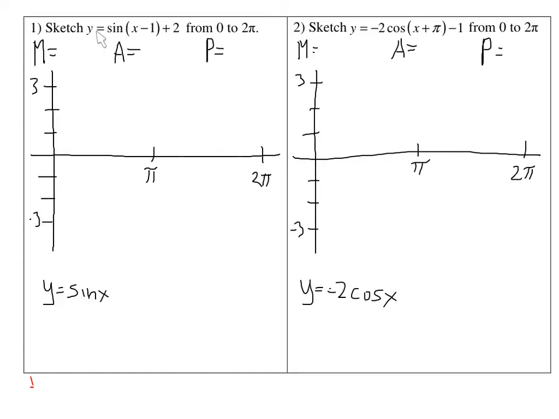Now, for this particular sine graph, what I'm going to do is first draw y equals sine x, and then I'm going to do my translation. So let's first just draw a simple sine x. To do that, sine always starts at 0 and goes like this.